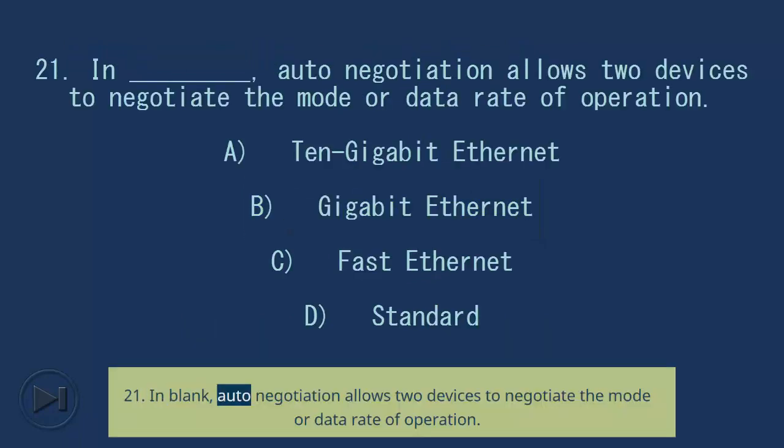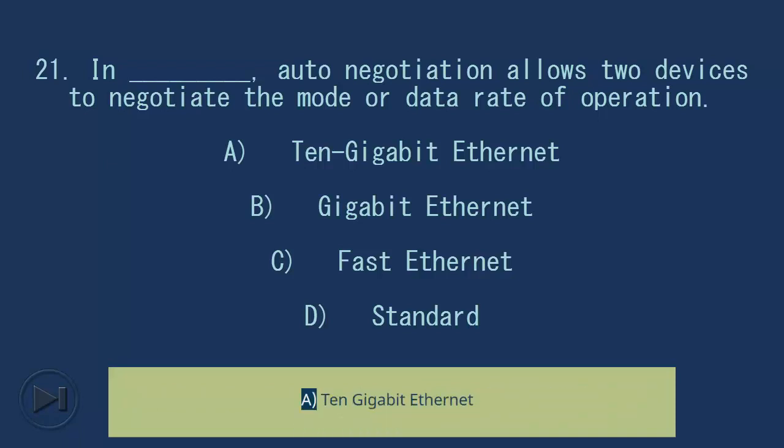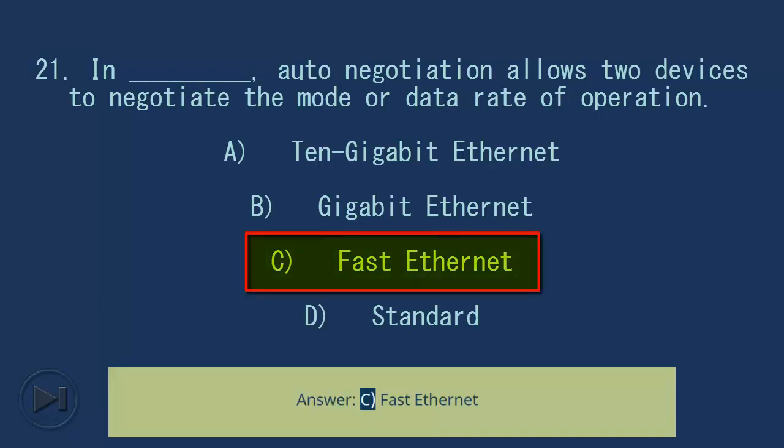21. In blank, auto negotiation allows two devices to negotiate the mode or data rate of operation. A. 10 Gigabit Ethernet. B. Gigabit Ethernet. C. Fast Ethernet. D. Standard. Answer, C. Fast Ethernet.